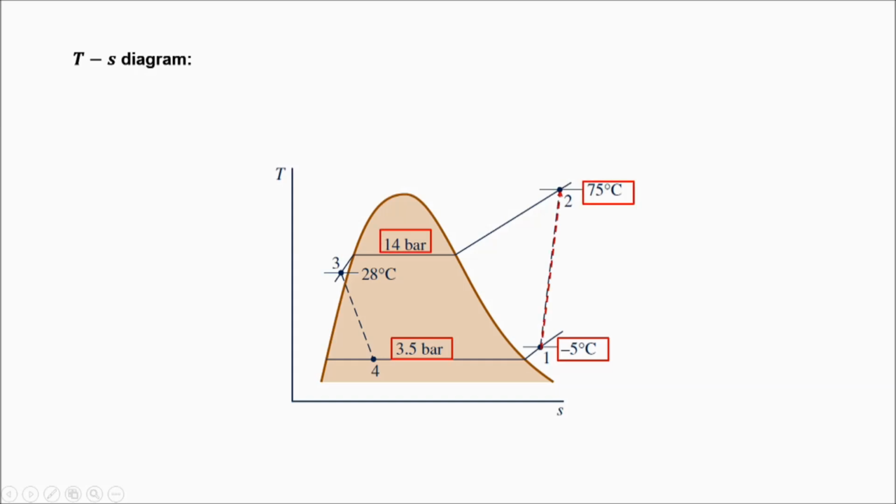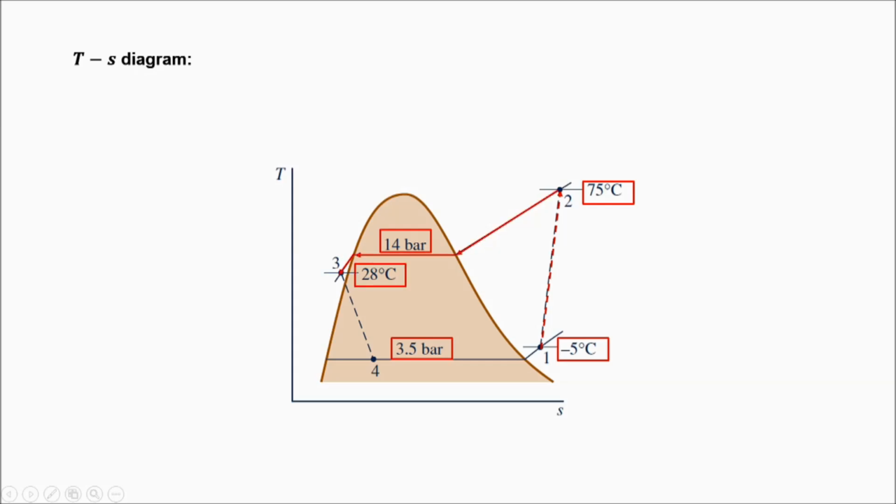The process from 1 to 2 is a compression process to a given pressure P2 equal to 14 bar and a given temperature T2 equal to 75 degrees C. The process is an actual compression process represented by a dashed line veering to the right on the TS diagram, indicative of a specific entropy increase for this process.